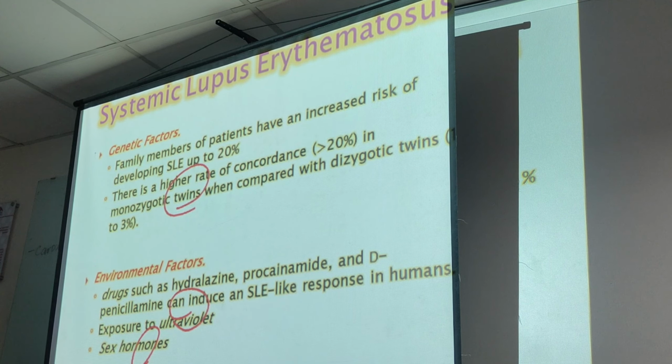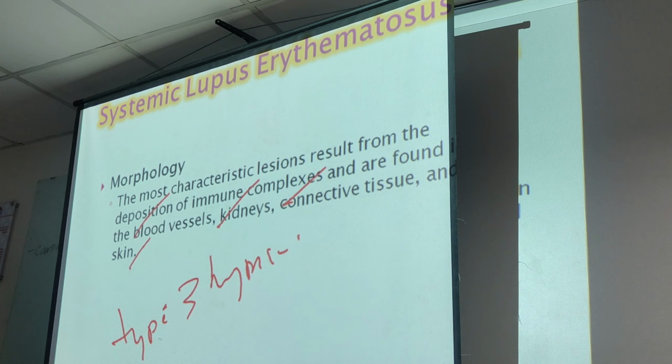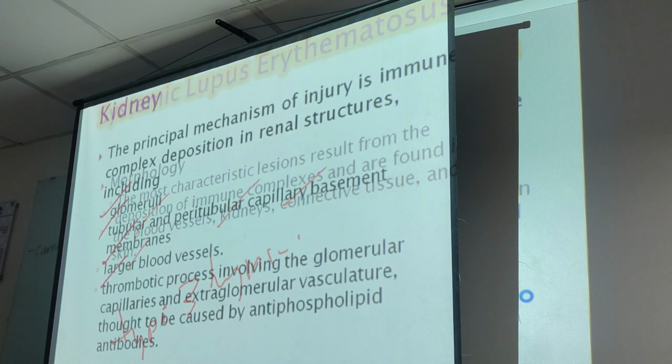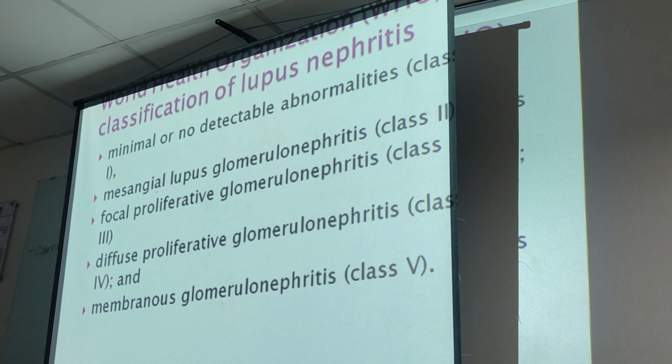SLE definitely has genetic predisposition, as well as environmental triggers like drugs, UV light, and even hormones. The most characteristic lesions result from the deposition of immune complex. Therefore, the majority of symptoms of SLE follow the type 3 hypersensitivity reaction principle. For example, in the kidney, it can affect the glomerulus, the tubules, and the blood vessels, and it can also favor thrombus formation. These are the potential effects of SLE in the kidney.